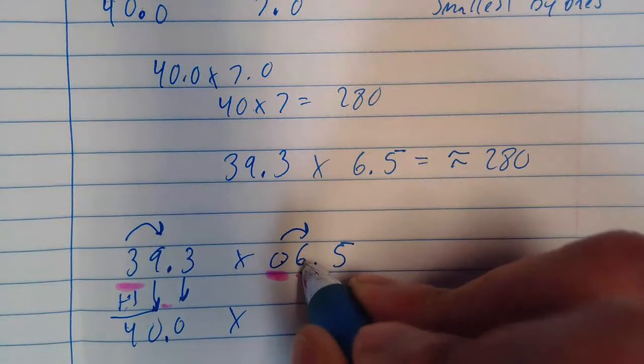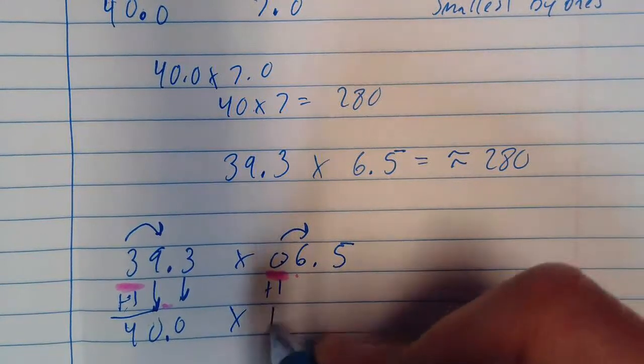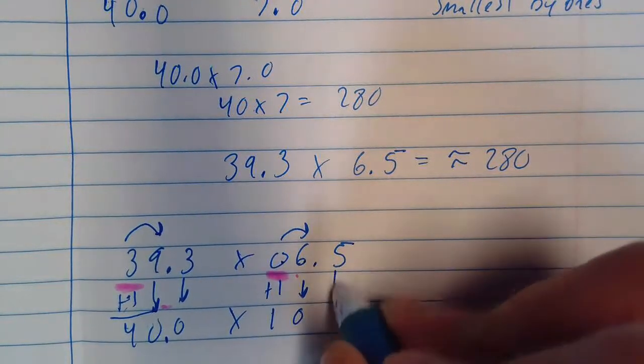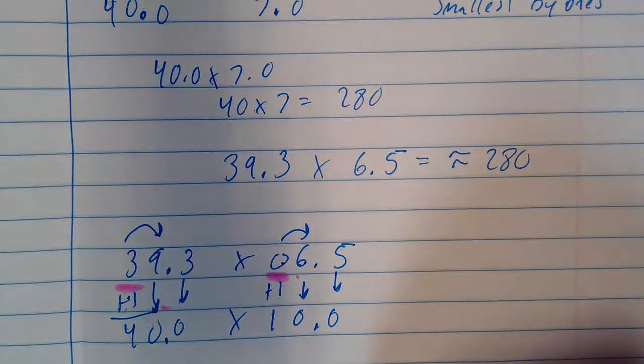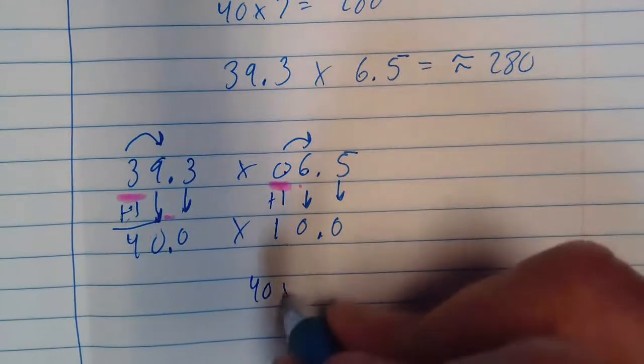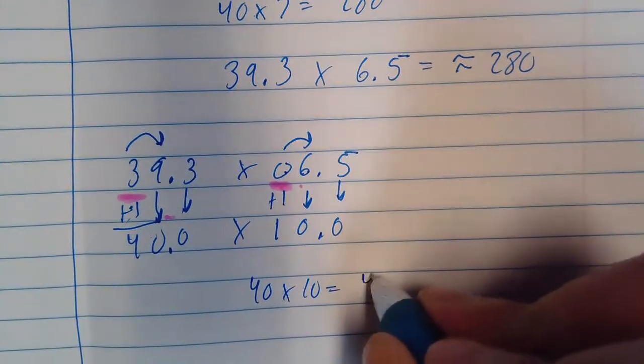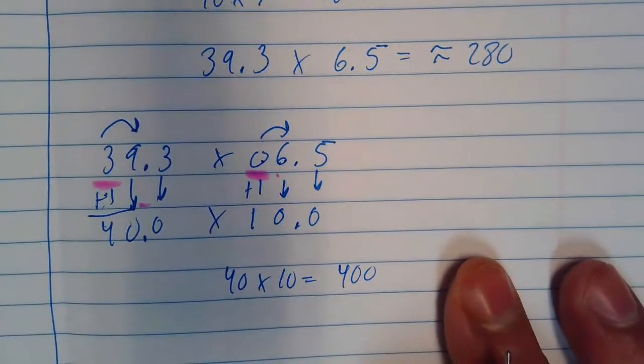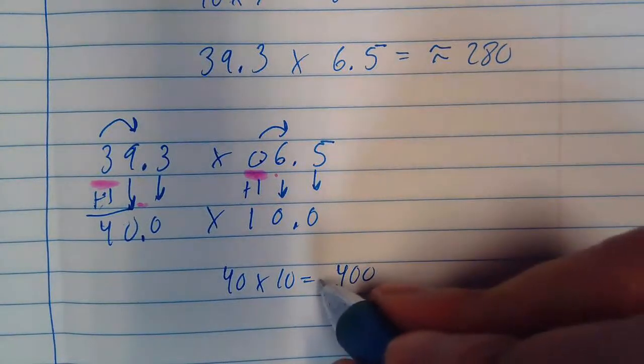I look to the right. 5 or more, I add 1. That's 1. That becomes 0. That becomes 0. All right. Now, you have 40 times 10. Oh my goodness. Now it becomes 400.